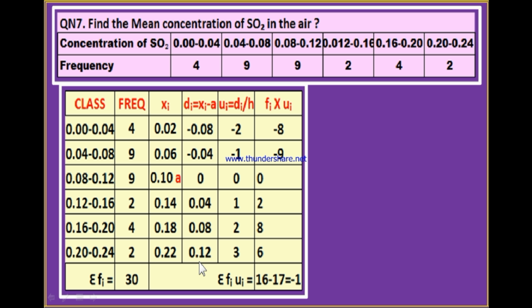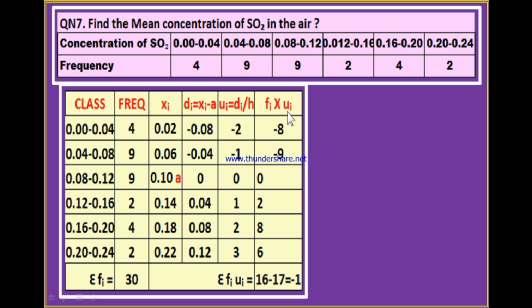0.12 divided by 0.04 is 3. These are the ui values. We have ui values and you have frequencies already. Frequencies will be denoted with fi, and let us multiply fi with its corresponding ui value and write this product here.